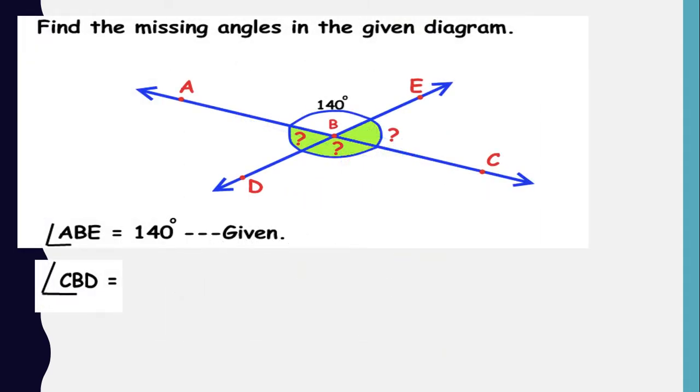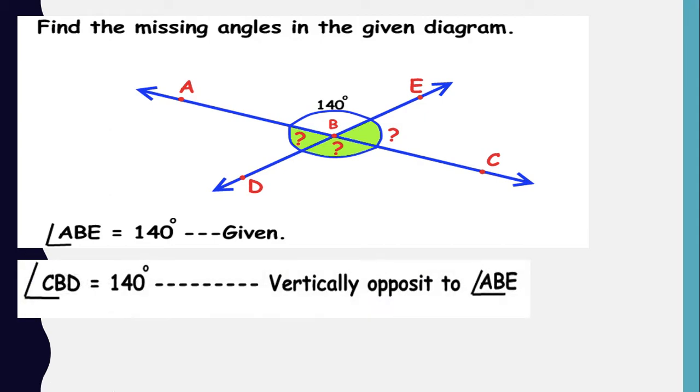Now we will find angle CBD. Now you know there's a relation between the 140 degree angle ABE and angle CBD. What is the relation? They are vertically opposite angles. That means angle CBD, here angle ABE. So angle CBD is going to be 140 degrees because they are vertically opposite angles. This angle and this angle are vertically opposite angles.